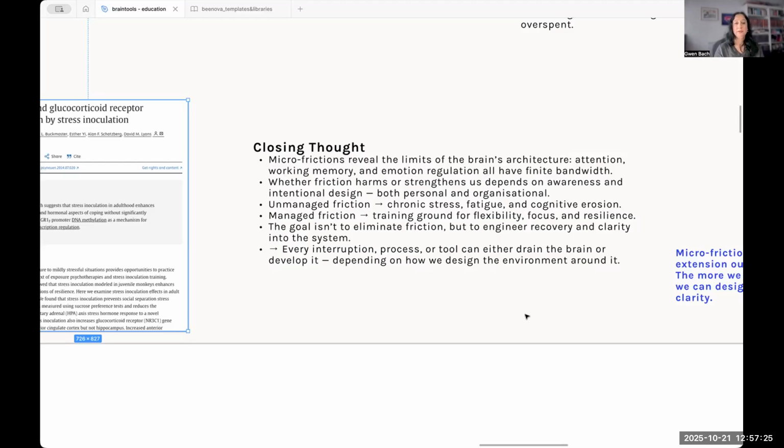And so the goal here isn't really to just completely eliminate friction, because that will not happen. But we can engineer our lives around recovery, clarity, and build a system that works for us. So every tool, back to the question, is it good or evil? Every interruption, every process, or every tool can either drain us, or we can use it to develop us. And it just depends on how we design our environment and how we design how we think about things.